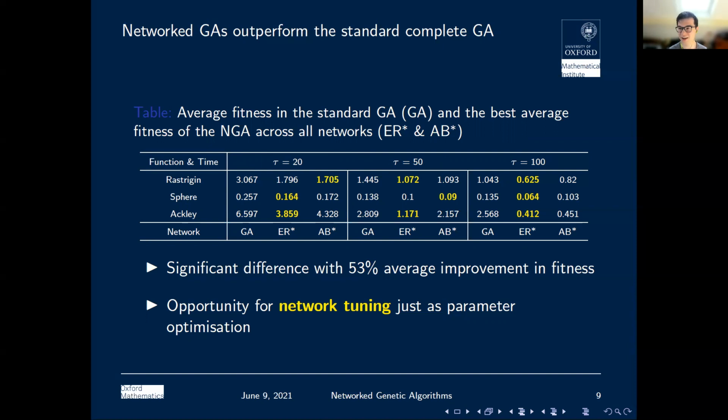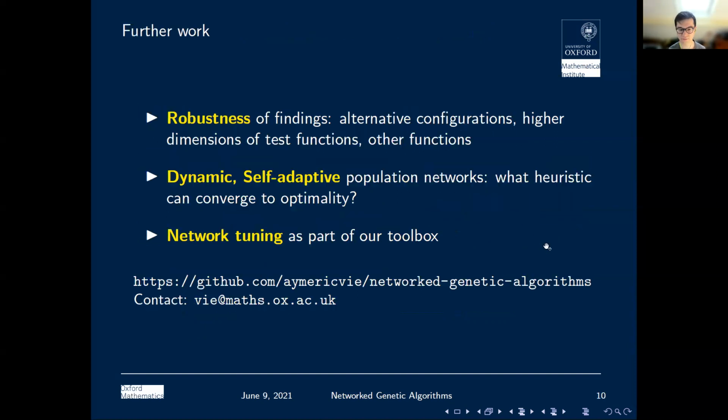Just like we are tuning our parameters for optimization, we can tune the network population structure as well to gain significant gains in fitness. Further work on this topic could include testing the robustness of these findings, so testing for other GA configurations, higher dimensions, other test functions. It gives a possible gate towards dynamic self-adaptive population networks, asking what evolutionary mechanisms or heuristics could converge to this optimality. And finally, it helps start network tuning as part of our toolbox.